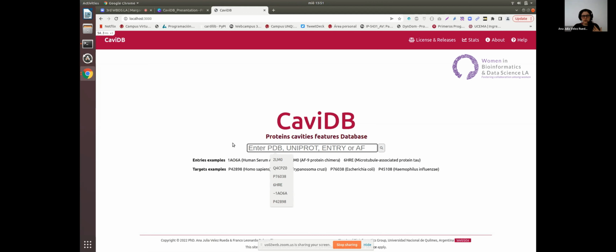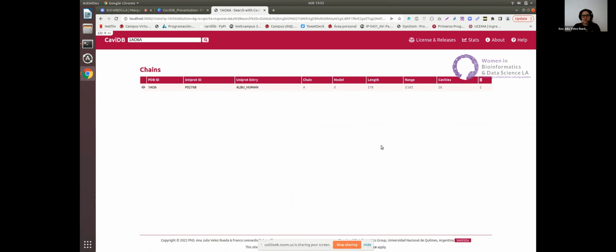And so once you have entered your PDB ID, or just by picking one of those examples that you have in the home of our database, then you will have the general information related with your search that consists in the UniProt ID related to the chains that you are looking for, the amount of cavities that were predicted for this chain, and the number of cavities that are druggable. You can access the complete information by clicking here in the eye.